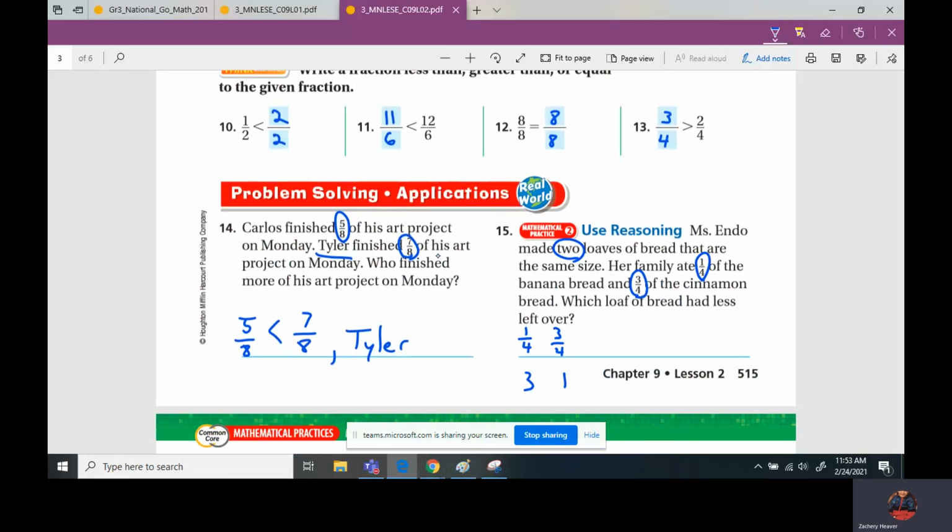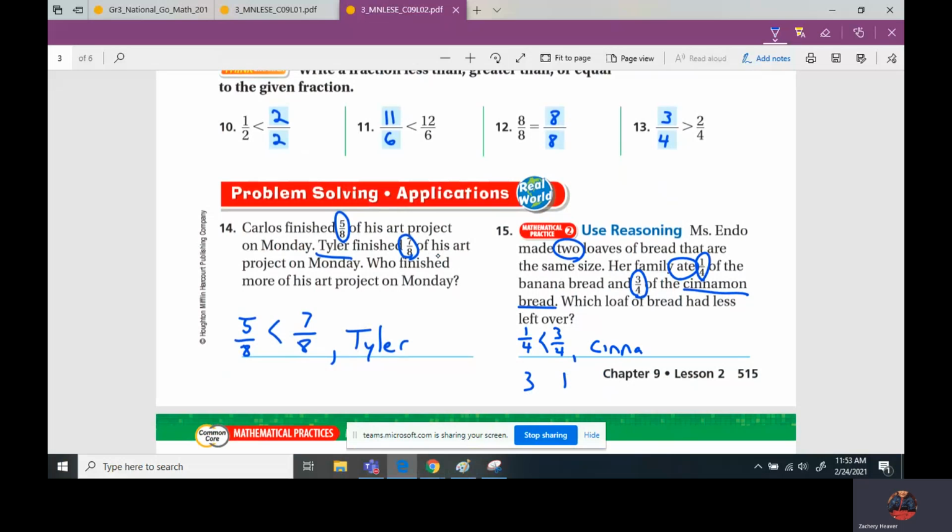So we know 1/4 is less than 3/4. It's how much they ate. If it said how much they had left, it would be different, but they ate. Which loaf of bread had less left over? What's the one with only 1 piece? And that is 3/4, which is the cinnamon bread.